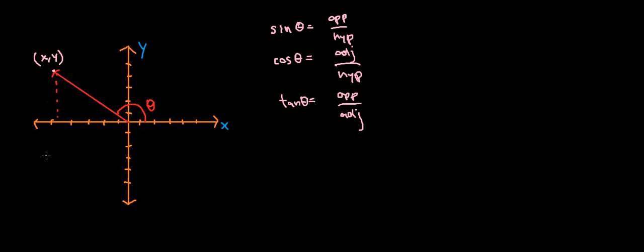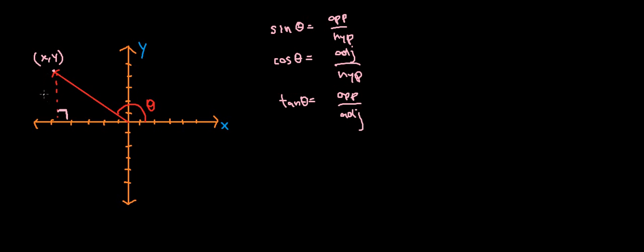First thing to notice is that when I have a point anywhere, I can always make a right triangle with respect to the origin. So here's a 90-degree angle, and now I have a right triangle with a point x and y. If I had a point over here, I would have a right triangle. No matter where I have a point, I can make a right triangle. If I can make a right triangle, that means I can use trigonometry.